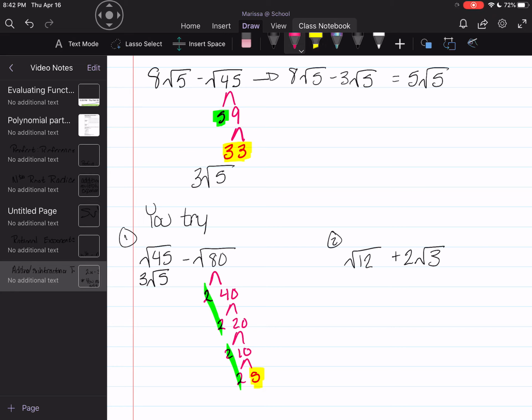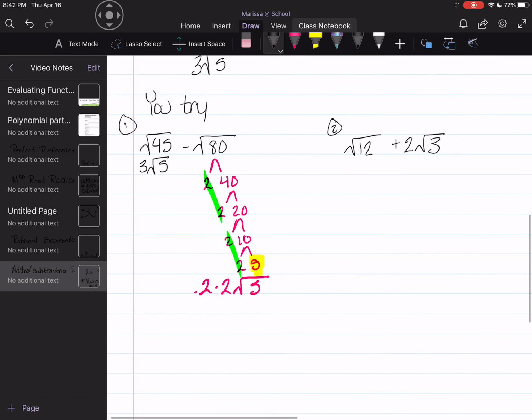So that means that I'm going to have 2 groups of 2 on the outside. So 2 times 2 on the outside. And a 5 on the inside when I change this. So I'm going to have 4 radical 5. And I'm going to drop everything else down. Minus 3 radical 5. So I'm going to have a negative radical 5. 3 minus 4 is negative 1. You could put the negative 1 there if you want it. That is up to you.